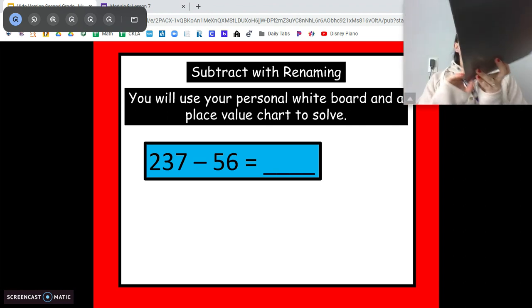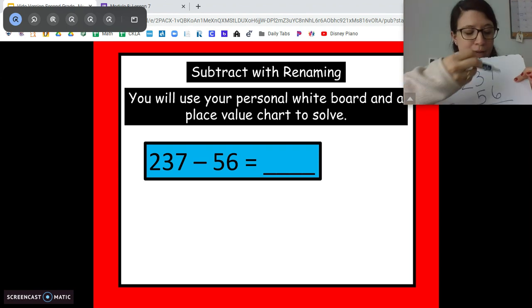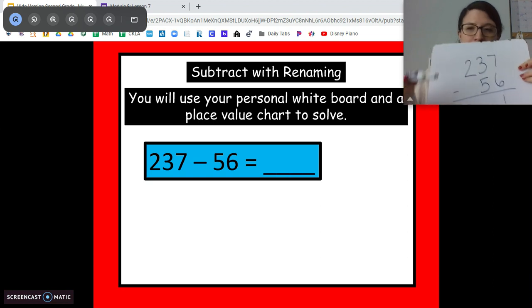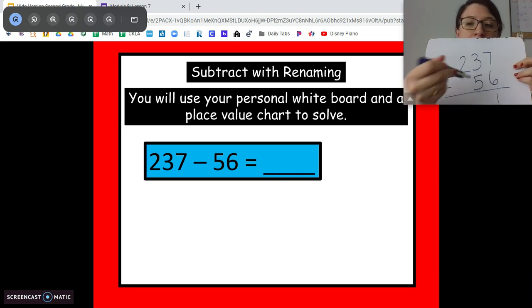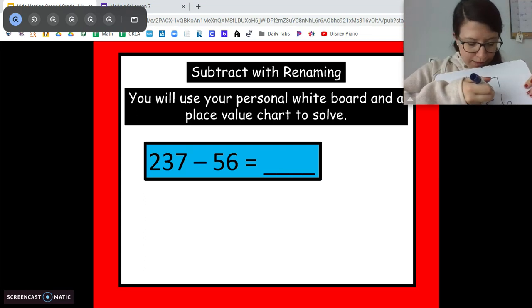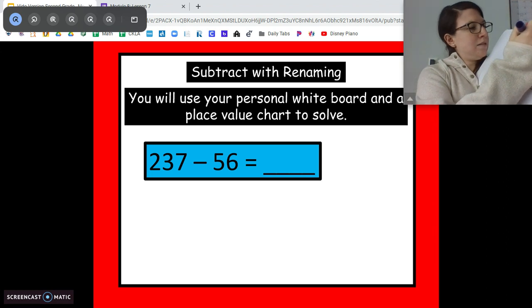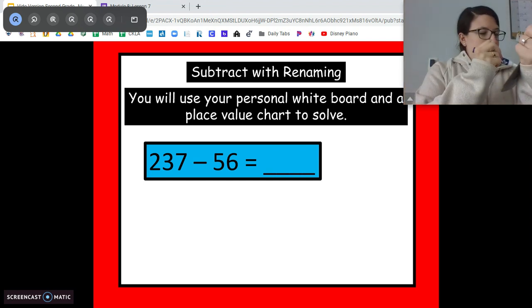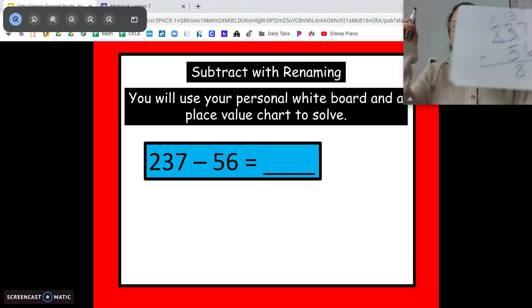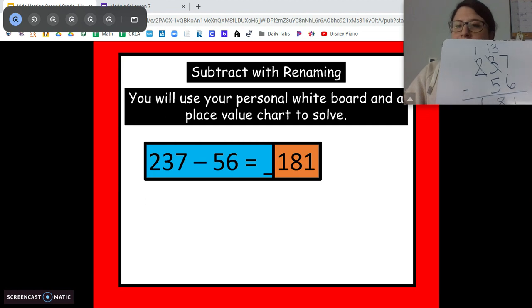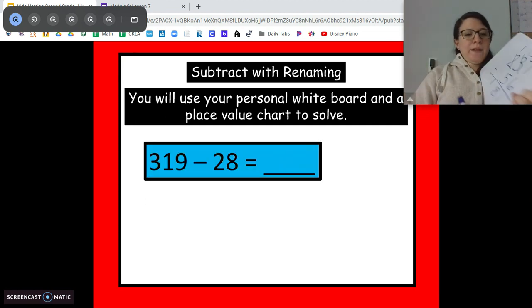All right, let's go over it. So I always start with my ones place. Now my 7 is bigger than my 6, so I can subtract. 7 minus 6 gives me 1. Now in my tens place, I cannot take 5 tens away from 3 tens. So I'm going to borrow from my hundreds place. I'm going to add 10 tens. And we get 13 minus 5 is going to give me 8. Like bad math, I'm sorry. And then my 100 stay the same. I end up with 181. Awesome job. All right, last one.